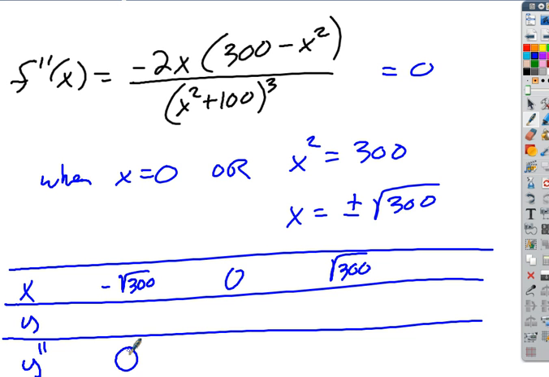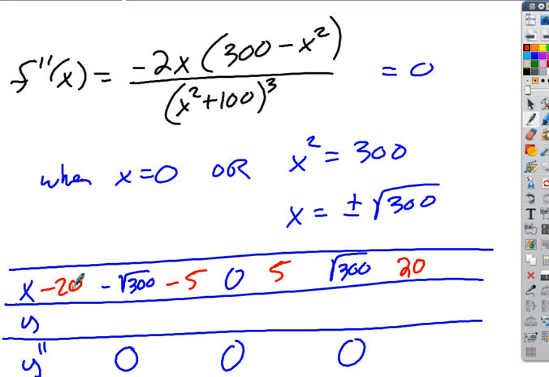We just check test points, right? So we'll pick points at maybe negative 5, positive 5, and then how about 20 and negative 20. 20 squared is 400, so the square root of 300 has got to be less than 20, right? So if we check the sign of the second derivative at those places, let's start with 5.